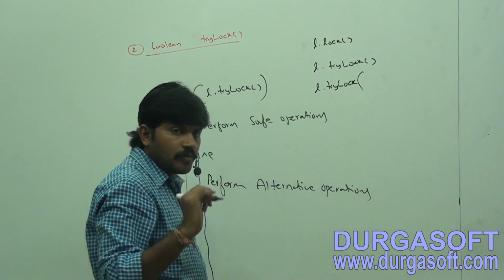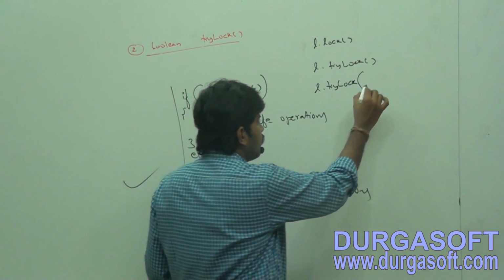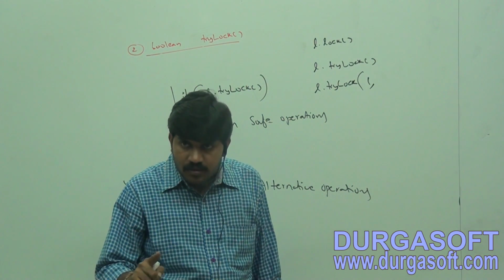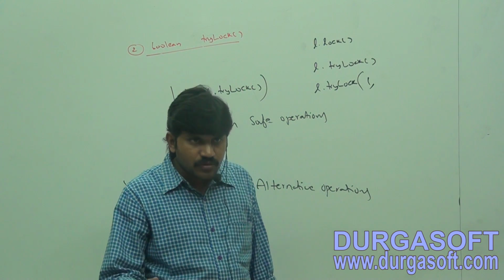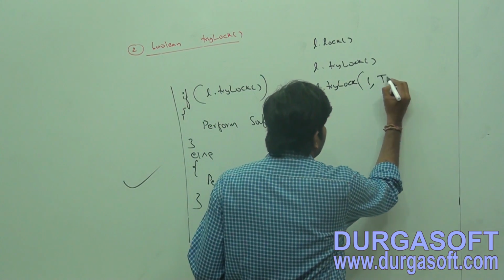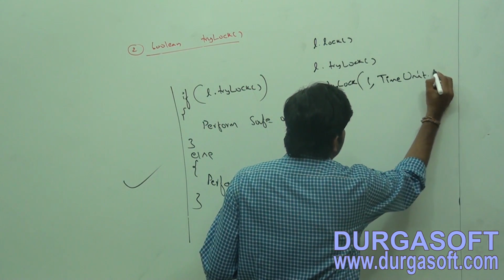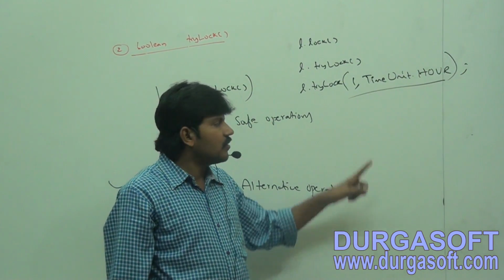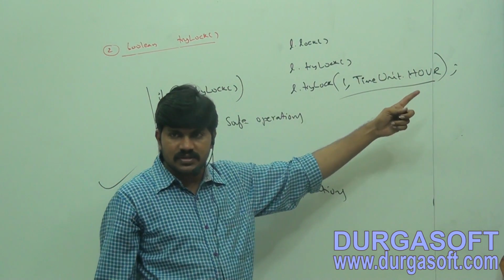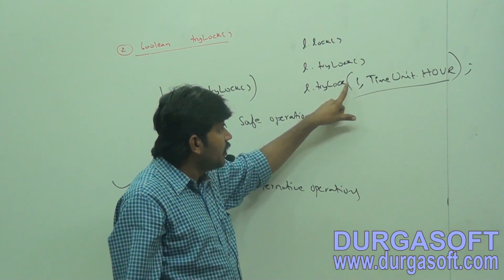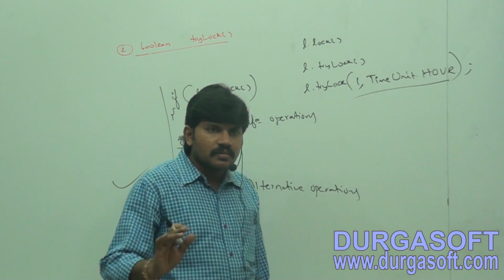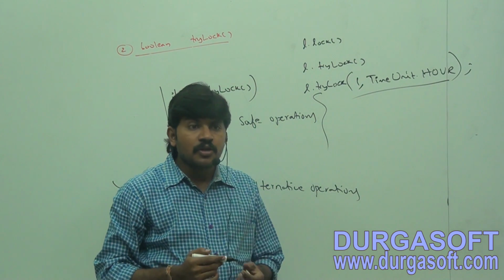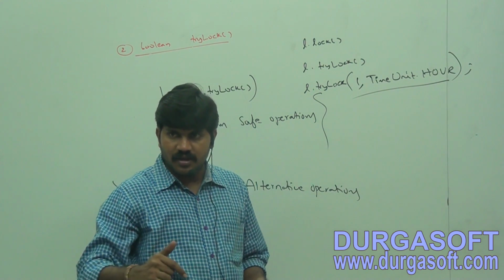Then how can you do it? L dot try lock. How much time do you want to wait? 1 hour, right? Specify 1 hour only. This 1 means what? Hour or minute or milliseconds, nanoseconds. So 1 comma TimeUnit dot hours. Assume I will wait 1 hour. Still, if I am not getting the lock, I won't wait, I will continue further. With the time period also we can call the method. Are you able to understand, right?